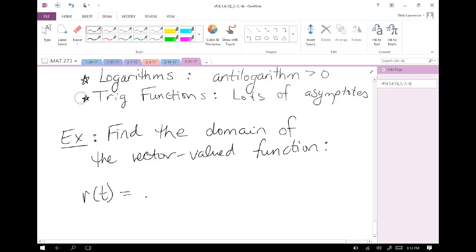All right, so we're just going to do one of these real quick and then we'll go. We want to find the domain for the vector valued function r of t equals square root of t plus 2, 1 over t minus 1, e to the t.